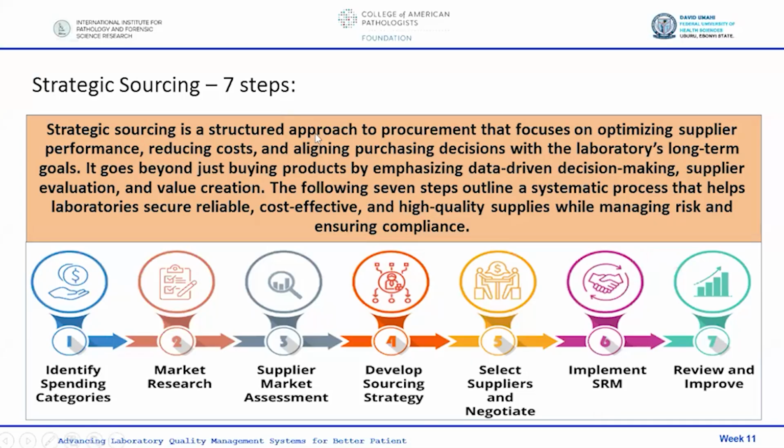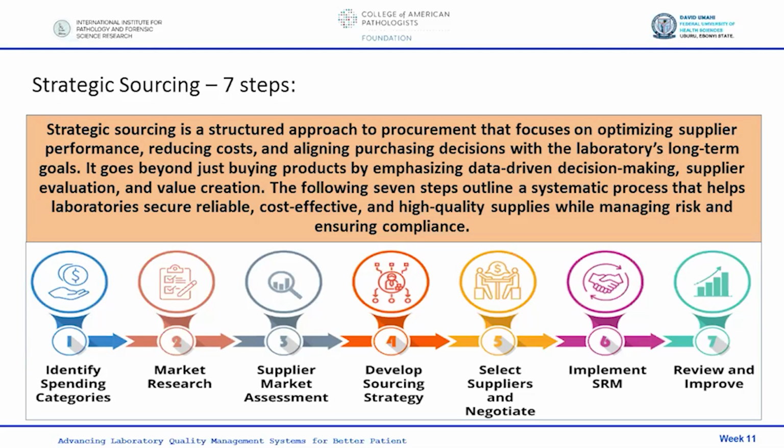So let's look at the 7 steps of strategic sourcing. Strategic sourcing is a structured approach to procurement that focuses mainly on optimizing supplier performance, reducing costs, and aligning purchasing decisions with the lab's long-term goals. It usually goes beyond just purchasing the products by emphasizing data-driven decision making. And here comes the importance of using a digital inventory management system. It's supplier evaluation and value creation.